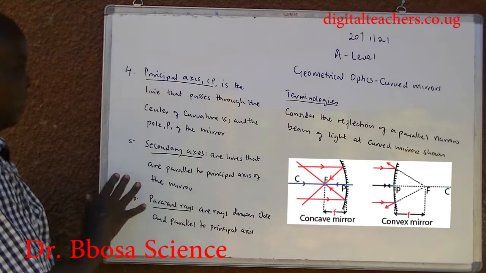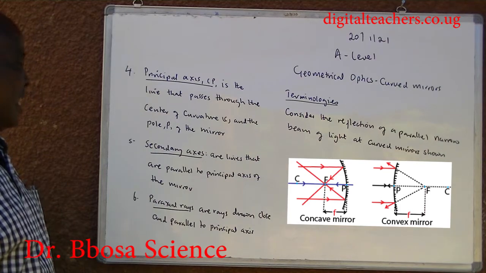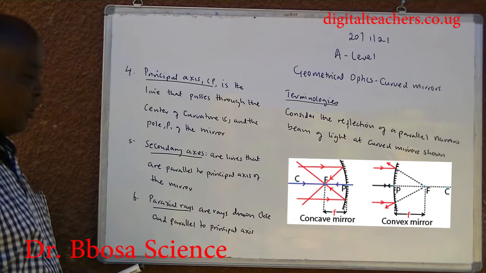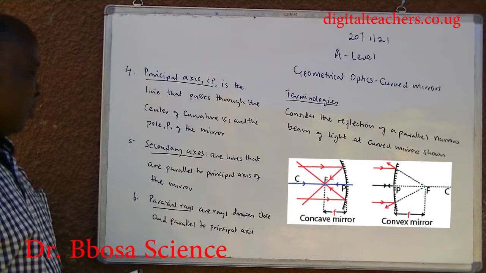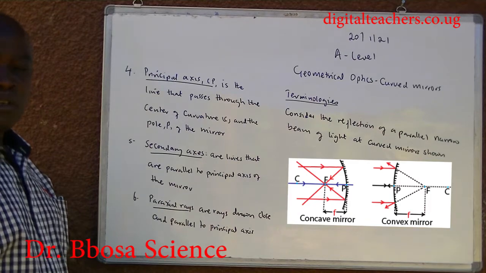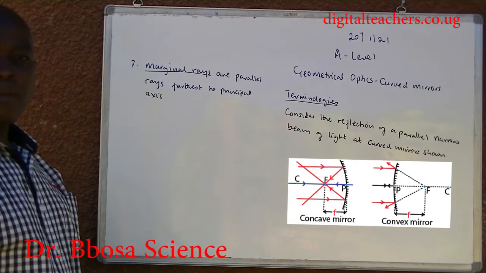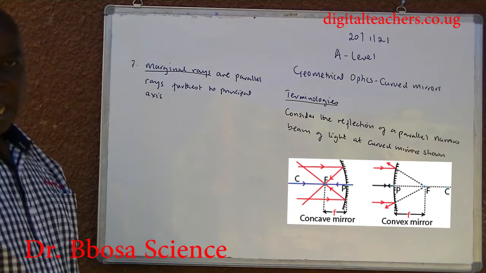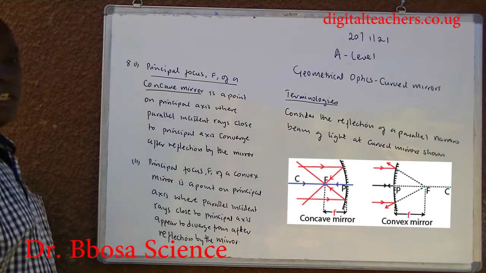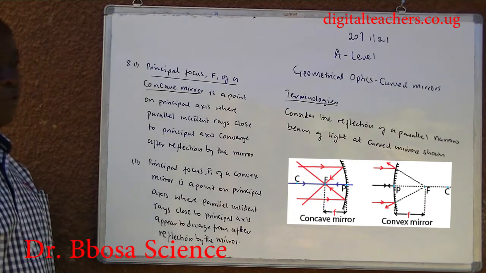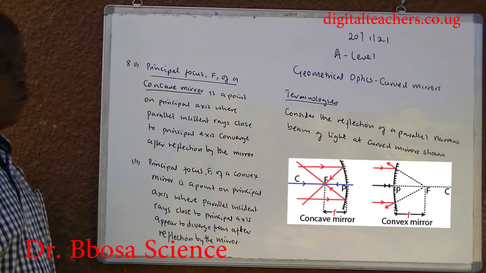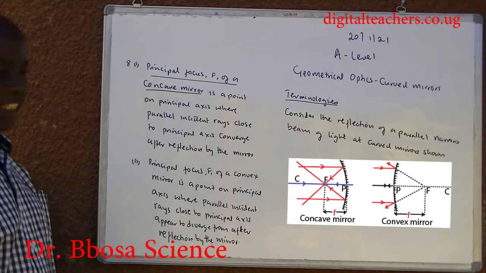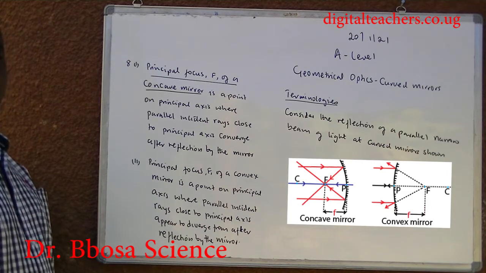the mirror. 5. Secondary axes are lines that are parallel to the principal axis of the mirror. 6. Paraxial rays are rays drawn close and parallel to the principal axis. 7. Marginal rays are parallel rays furthest from the principal axis. 8. (i) Principal focus F of a concave mirror is a point on the principal axis where parallel incident rays close to the principal axis converge after reflection by the mirror.